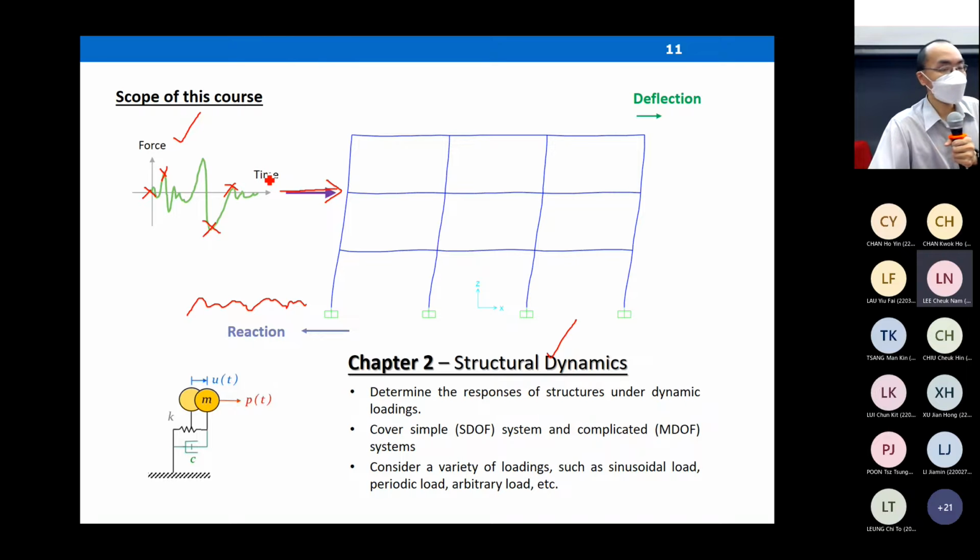And then under this dynamic loading, is the structure deflection a constant? No, right? If the force changes with time, then deflection also changes with time. So the deflection is a function of time, a time-varying function. At different time instants, you will get different displacements, deflections. In chapter 2, we will discuss how to find the response of simple structures under dynamic loadings. We will consider different forms of dynamic loadings. Sinusoidal force, periodic loadings, or arbitrary loadings, these kinds of things.